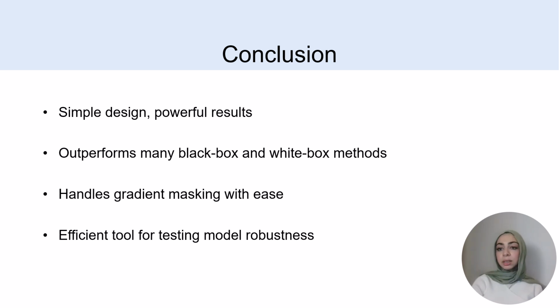To conclude, square attack stands out because of how much it achieves with such a simple strategy. It doesn't rely on gradients or internal model details, yet it consistently beats or matches the performance of more complex white box attacks. It's especially effective against models protected by gradient masking. So in the end, square attack isn't just a strong black box attack. It's also a reliable tool for evaluating the true robustness of machine learning models.